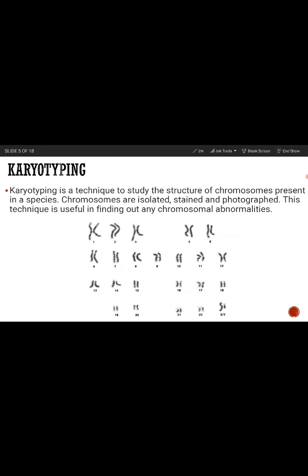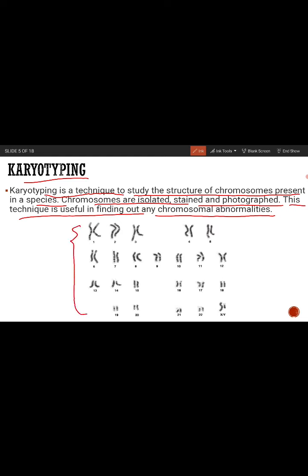Now what is karyotyping? Karyotyping is a technique to study the structure of chromosomes present in a species. Chromosomes are isolated, stained and photographed. This technique is useful in finding out many chromosome abnormalities, right? So karyotyping is the technique in which we study the different structures of chromosomes present in our cells or in the cells of different organisms.